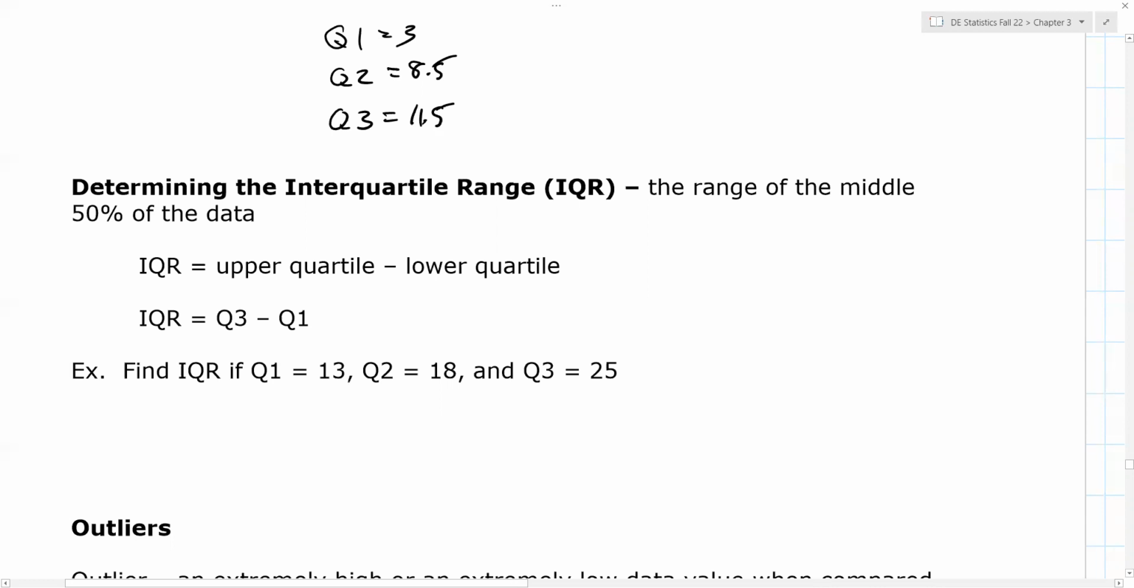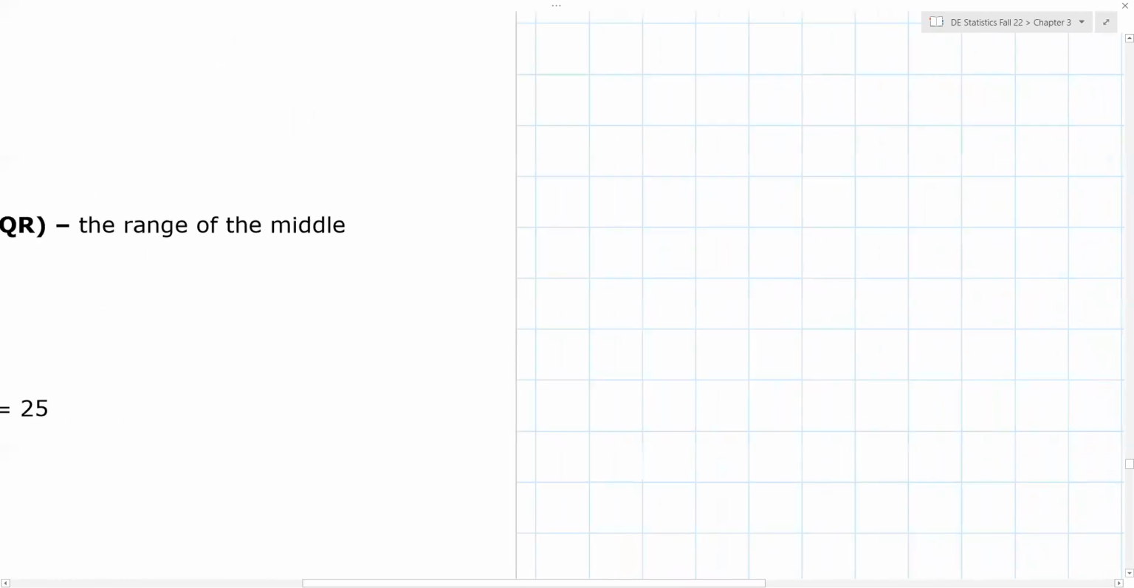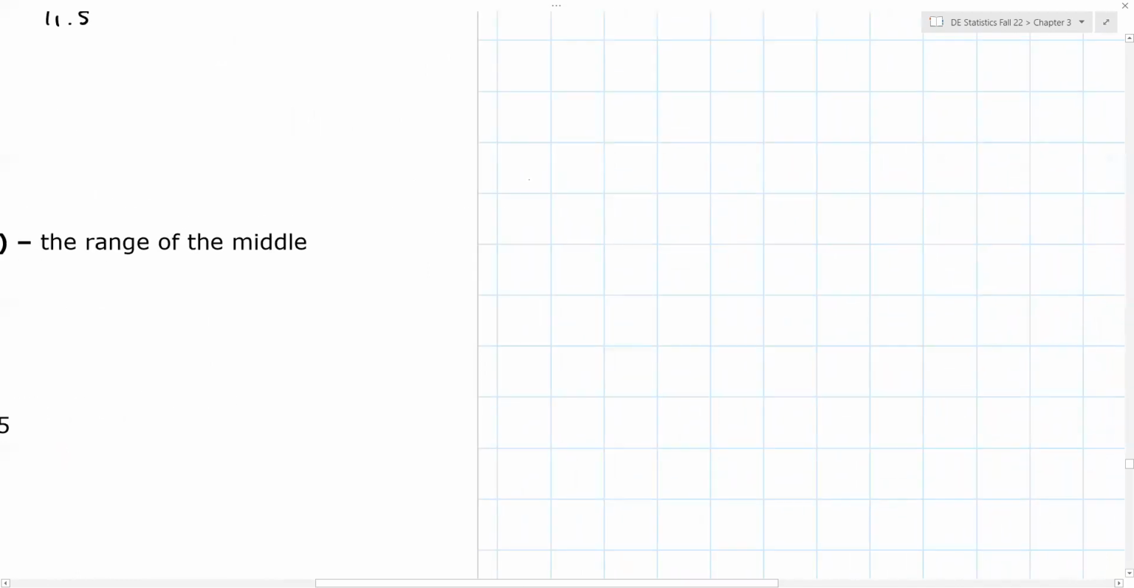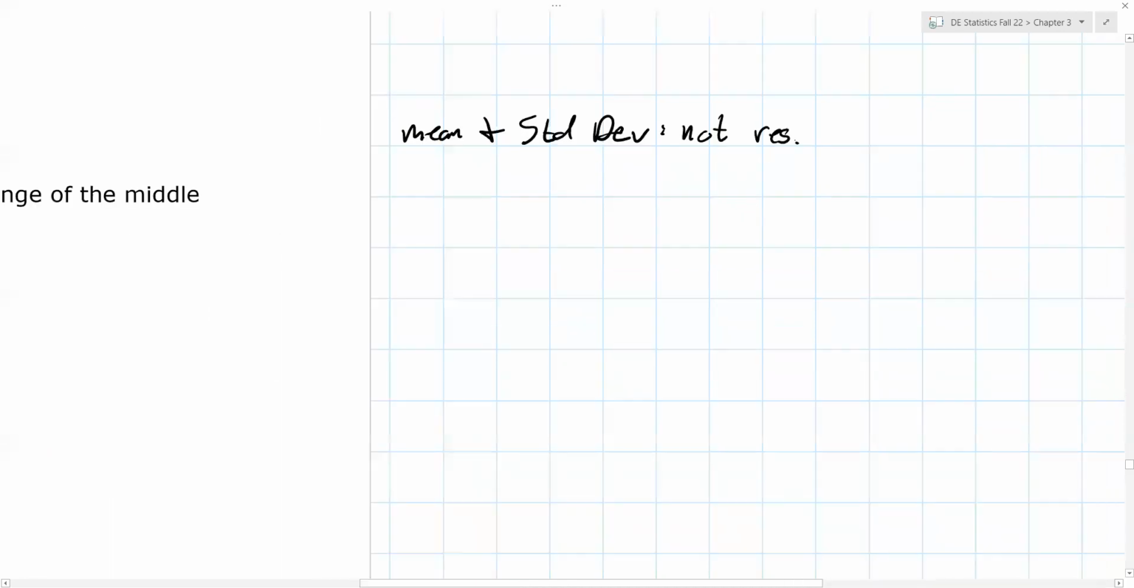So the most common measure of spread we have, standard deviation, is not resistant because it looks at every single point. So if you have an outlier that's really, really big, along with affecting your mean, it will also affect your standard deviation. So when you're looking at measures of center and spread, usually we have mean and standard deviation, and those typically go together, and they are not resistant. So an outlier will greatly affect the mean and the standard deviation.